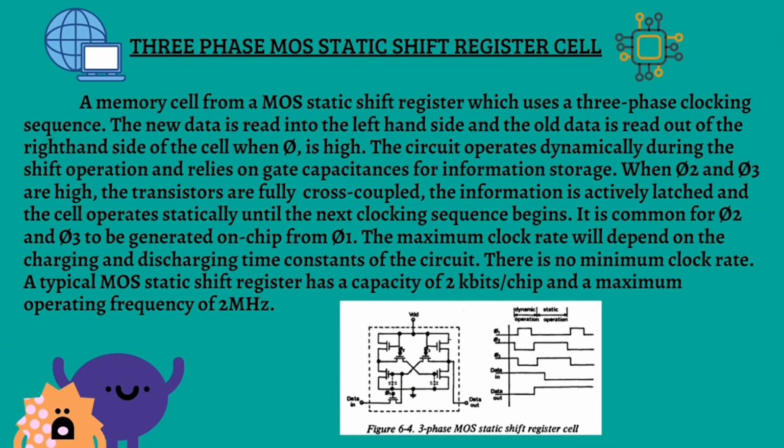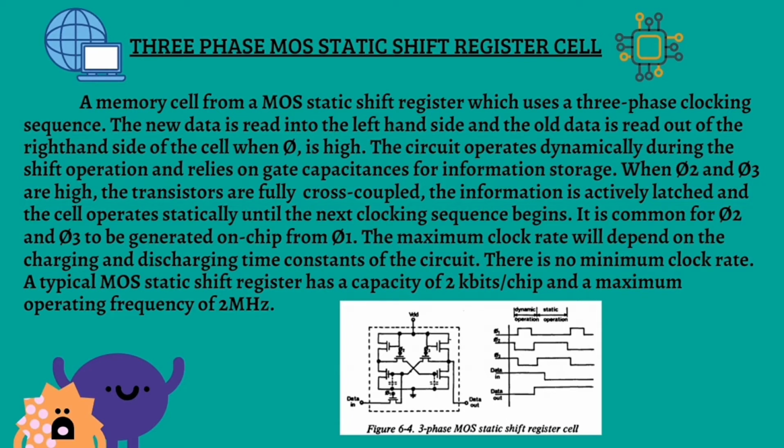3-phase MOS static shift register cell. As the figure shows, a memory cell from a MOS static shift register which uses a 3-phase clocking sequence. The new data is read into the left-hand side and the old data is read out at the right-hand side of the cell when theta 1 is high.